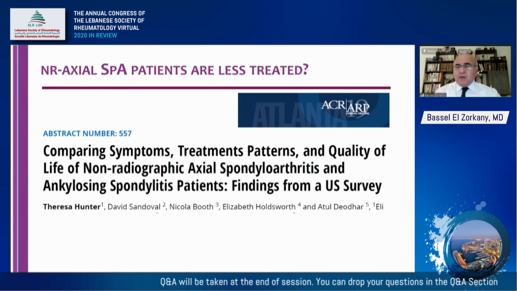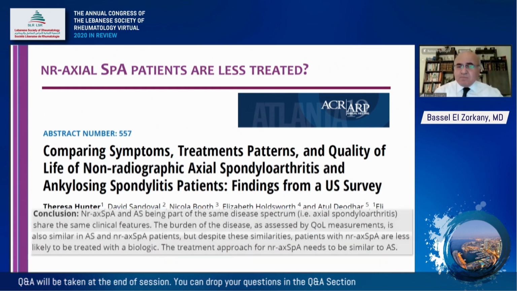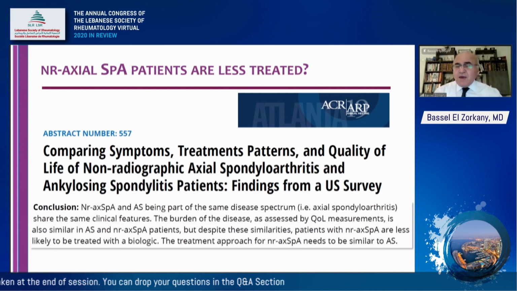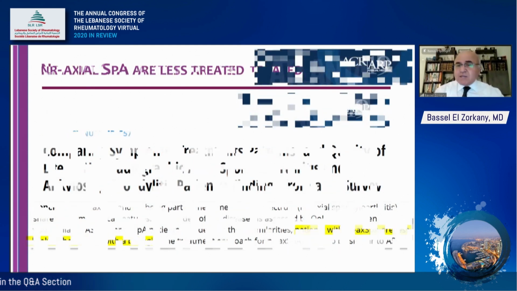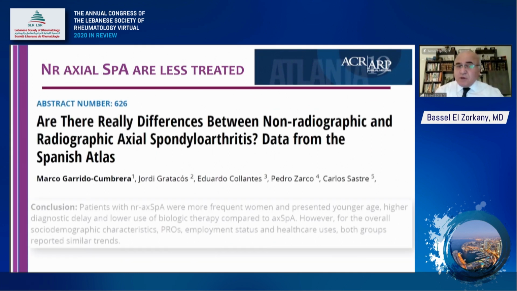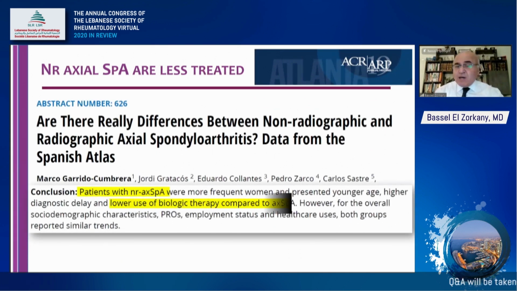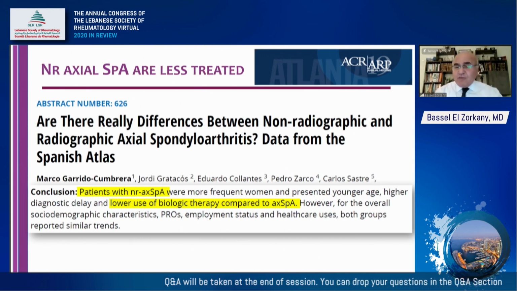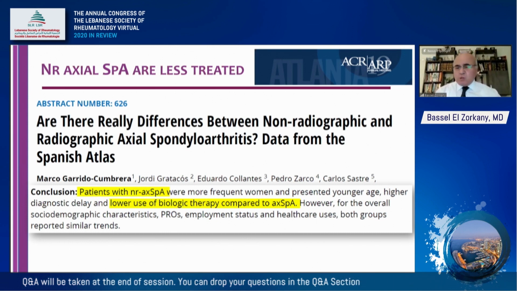If you look at the data from the last ACR 2019, despite the patients having the same disease spectrum, patients with non-radiographic axial SpA are treated less with biologics. Data from the Spanish registry shows the same thing. Patients with non-radiographic axial SpA had lower use of biologic therapy compared to axial SpA, despite the overall sociodemographic characteristics, patient-reported outcomes, employment status, everything, both groups reporting similar trends. But non-radiographic patients are less treated with a biologic.